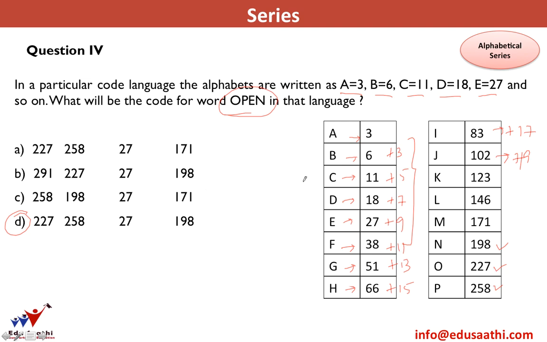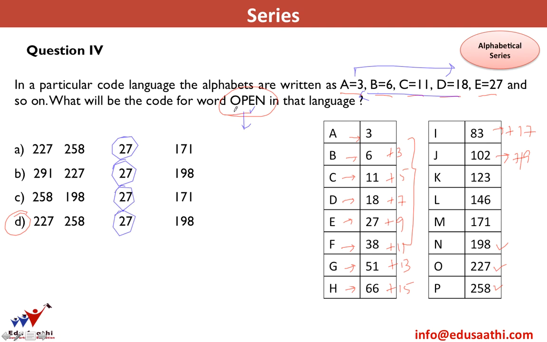But you don't have so much time in the examination to do all these calculations. So let's look at this question by logic. I'll just change the ink color. I'll use the blue for the next approach. I know that the numbers are increasing. Obviously B is greater than A, C would be greater than B, and E would be greater than all these alphabets coming before E. I know that in this word OPEN, E will definitely be 27. So that is true in all the cases. This does not help me.